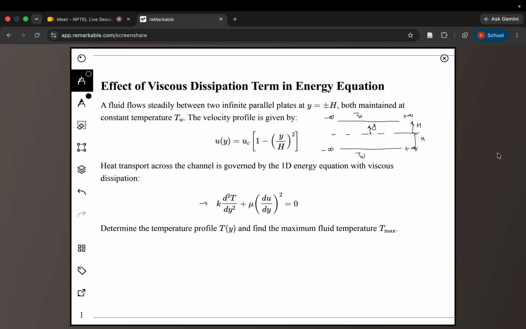Now, can you solve for the temperature profile and find the maximum fluid temperature? Before even solving, where do you think the maximum temperature will occur? There is heating happening. Because of viscous dissipation, some amount of heat will be generated inside, and because of that heat, the temperature will change inside the fluid. So where will the maximum temperature occur?